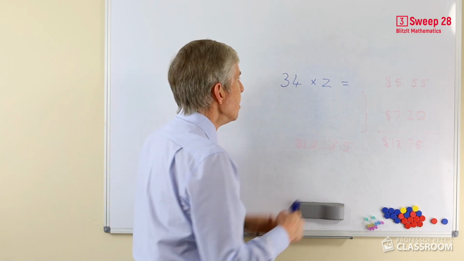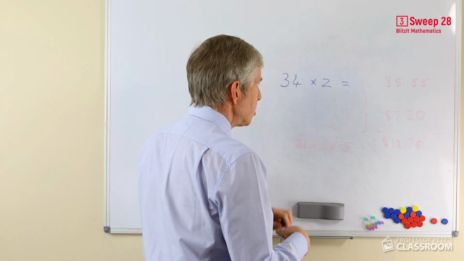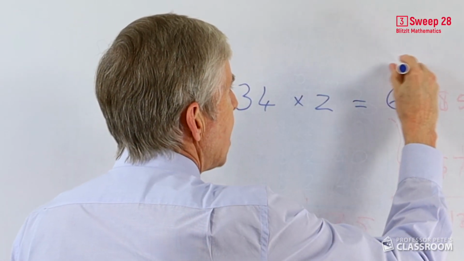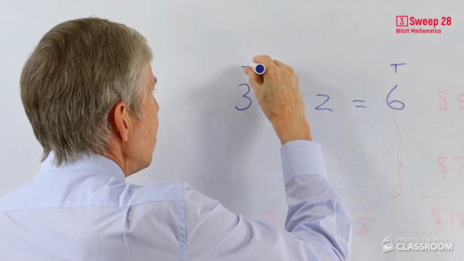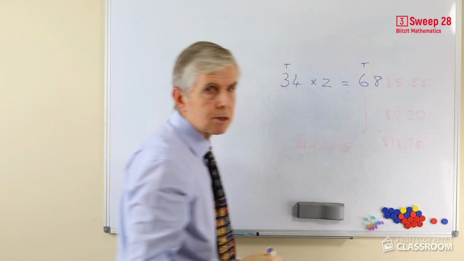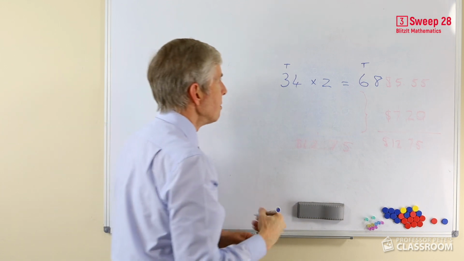34 times 2, what is 3 times 2, or 3 tens times 2? Of course that will be 6 tens. We can put a label there if we want to, and a label over here. And 4 times 2, well, that's 8. There's the answer, 68. So it's not very difficult.